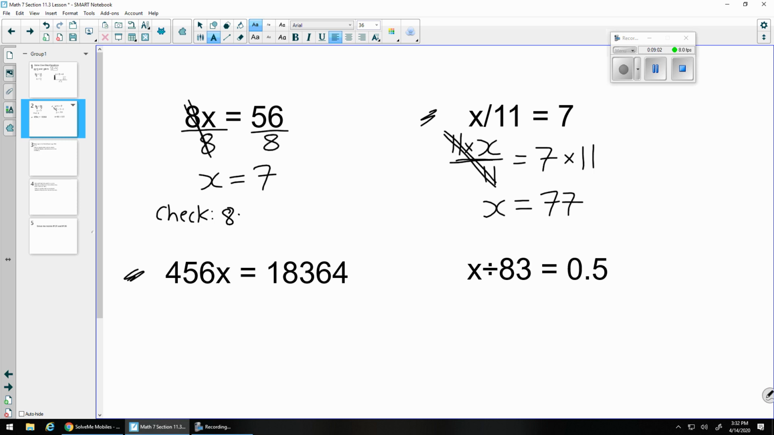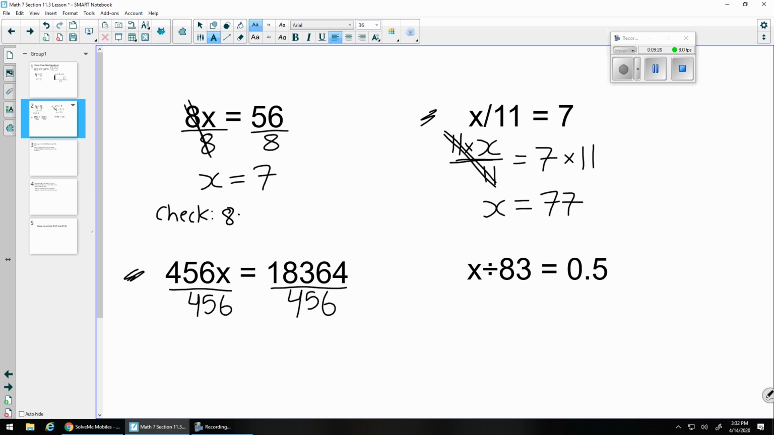But I can follow the same steps. So x is being multiplied by 456. I want to get x all by itself on that side, so I'm going to divide by 456. Since I divided by 456 on the left, to keep this equal sign true, I'm going to divide by 456 on the right. So divide by 456, divide by 456.